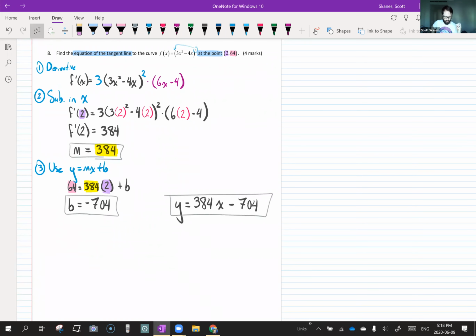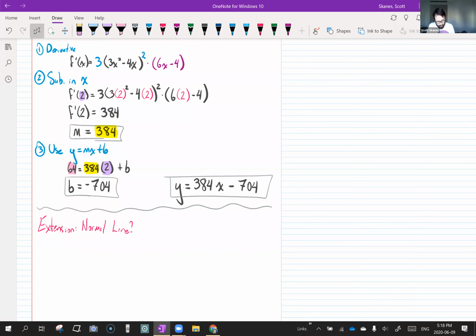I'm going to do one more thing before I release you. And that's an extension to ask you, what if I wanted the normal line? I might as well give you that now. It'll just be a quick extra practice, and then you'll be free to go, okay? So an extension to this question would be, what's the equation of the normal line?